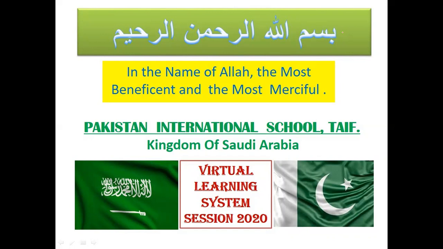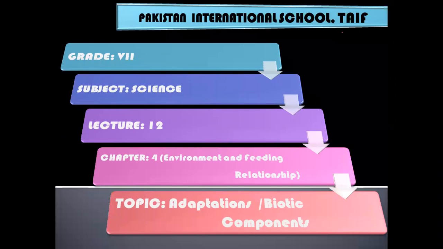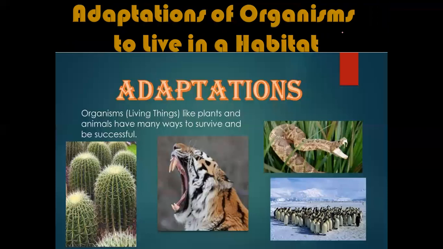So I welcome you once again in Pakistan International School Taif's virtual learning class for grade 7, subject science. Dear students, we are on chapter number 4, Environment and Feeding Relationship. Our today's topic is adaptations of living organisms, plants and animals according to their habitats, as well as we will see some biotic components and their feeding relationships.